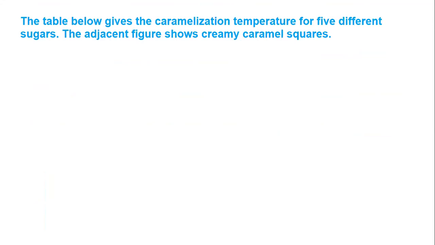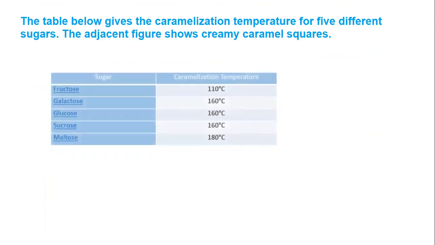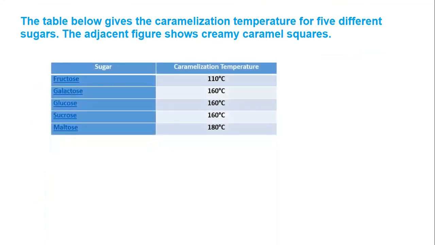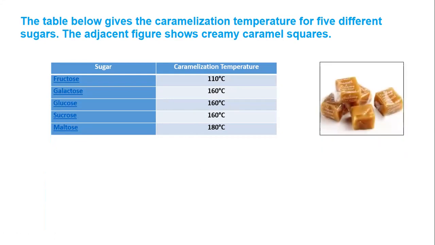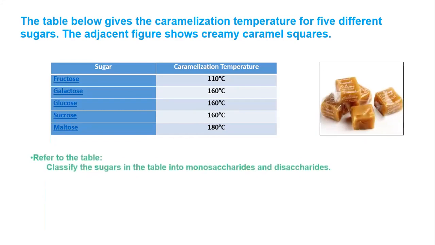The table below gives the caramelization temperature for 5 different sugars. The adjacent figure shows creamy caramel sugars. Fructose is 110, galactose 160, the same for glucose and sucrose, and 180 for maltose. This is the caramelization temperature. And this is the caramel.